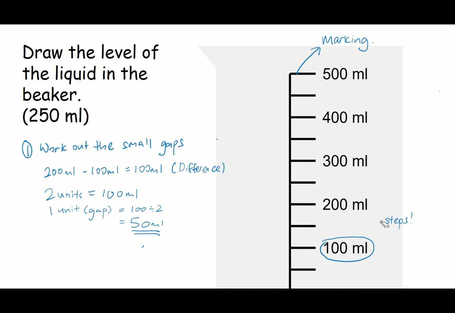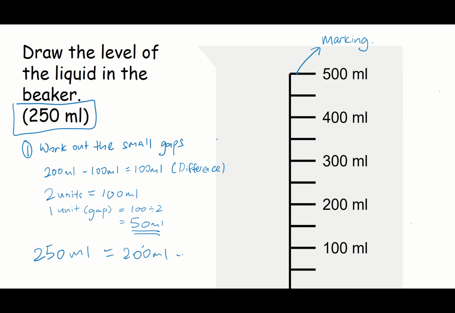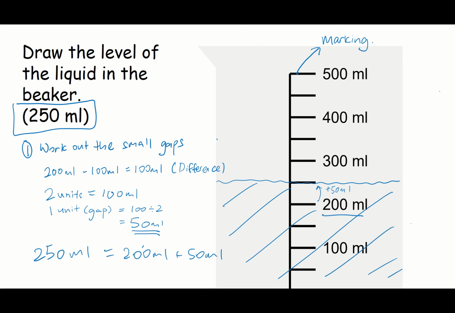If I were to ask you, how do I find this amount? How do I draw this amount in my beaker? 250 ml is 200 ml plus 50 ml. That is 200 plus 50. So this will be the water level. 250 ml.